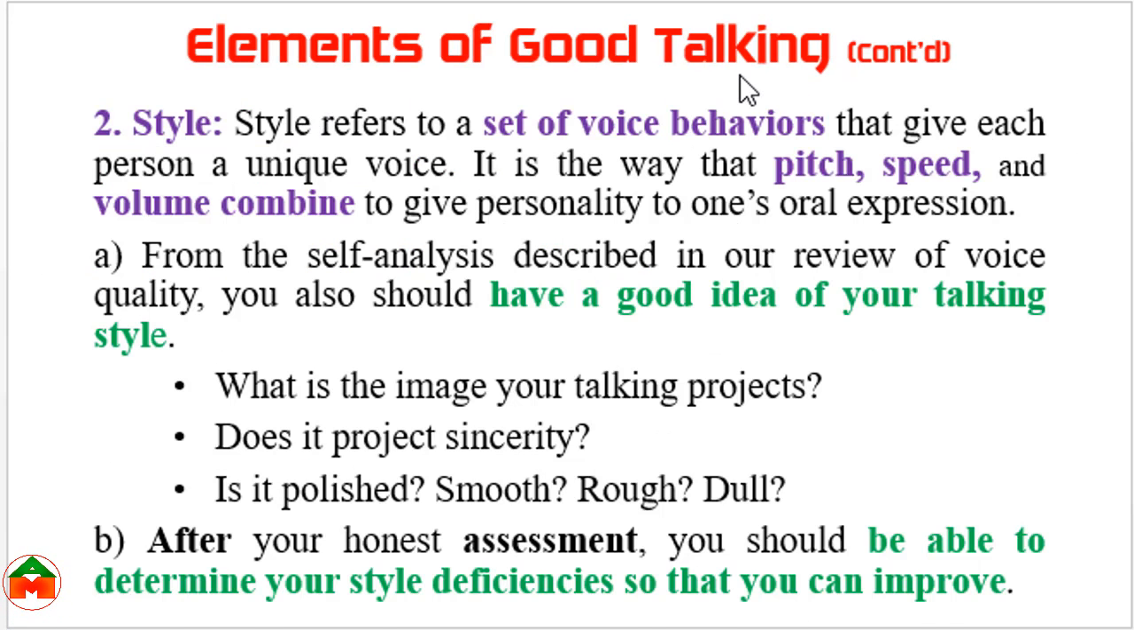The second element of good talking is talking style. That means a set of voice behaviors. It is the way that pitch, speed and volume combine to give personality to one's oral expression. In the first stage, we have to analyze the voice quality, and in the second stage, we have to analyze the voice style or talking style. To have a good idea about the talking style, we can ask ourselves: is it polished, or is it smooth, or is it rough or dull? After analyzing the voice style, you should be able to determine your style deficiencies so that you can improve.